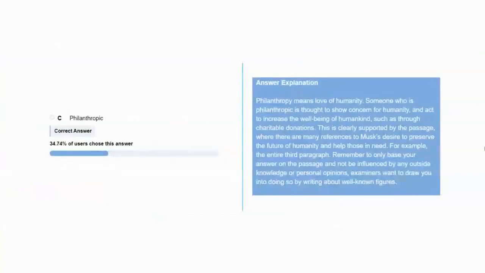So the first one, it was C. And the reason for this: philanthropy is a love for humanity. And in the text, he describes how he's trying to make a positive impact for humanity. It also talks about his charitable donations and everything. So that points towards philanthropy instead of A. Philanthropy is the kind of doing something for society, yes.